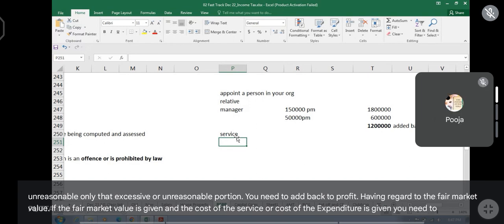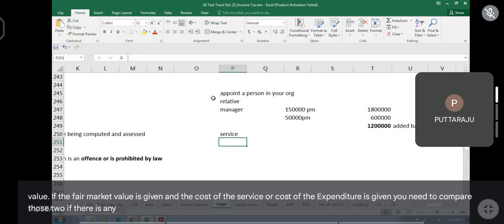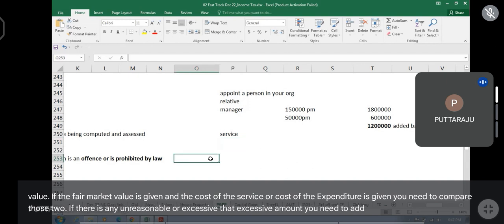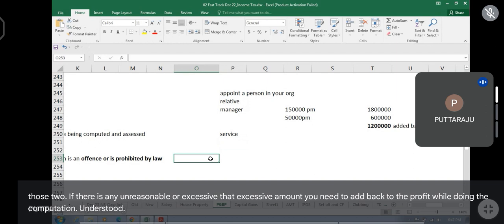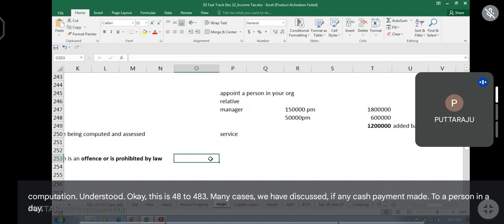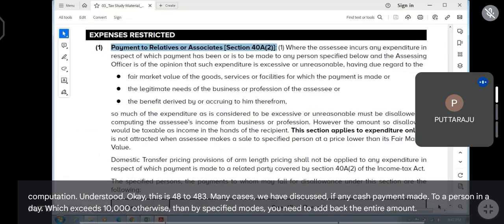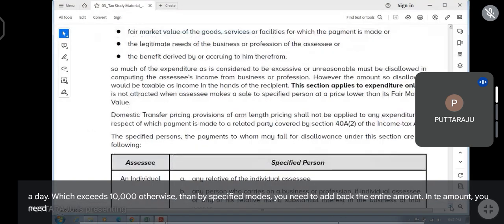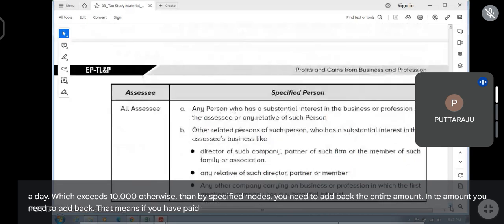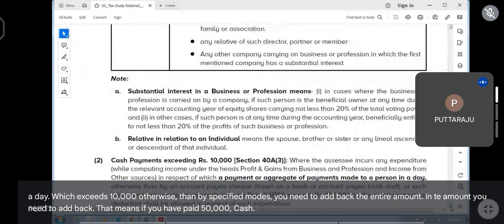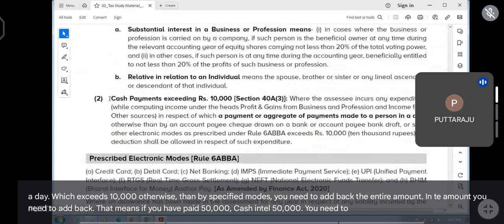Yes, sir. Okay. This is 40A(2). 40A(3), many cases we have discussed. If any cash payment is made to a person in a day which exceeds 10,000, otherwise than by specified modes, you need to add back the entire amount. Entire amount you need to add back. That means if you have paid 50,000 cash, entire 50,000 you need to add back.